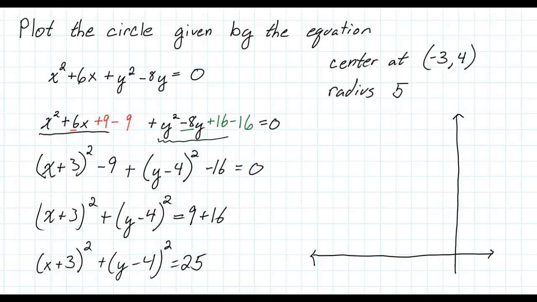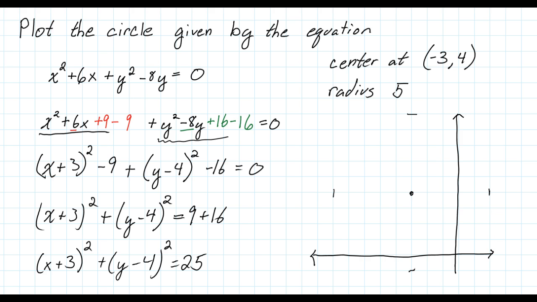So now all that's left is to plot this guy. So I'm going to start by plotting the center, which is at negative 3, 4. And then I'm going to count 5 units to the right, 5 units to the left, 5 units up, and 5 units down. And that's going to be the top, bottom, left, and right of my circle.